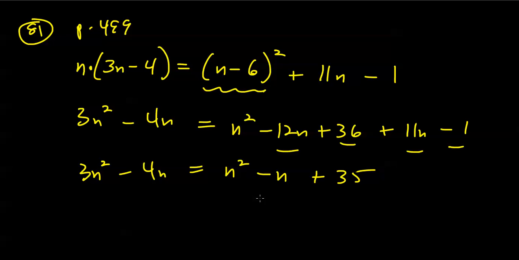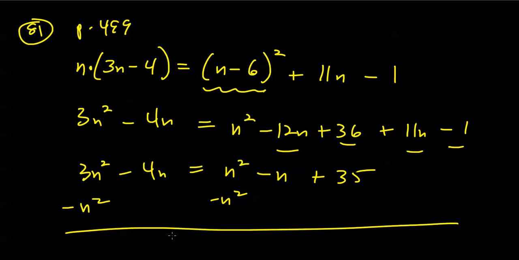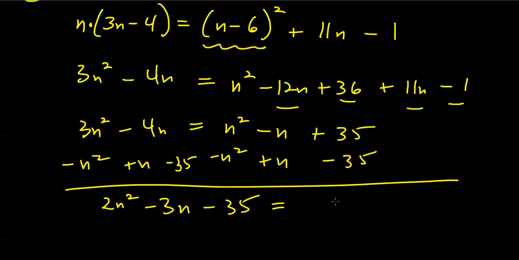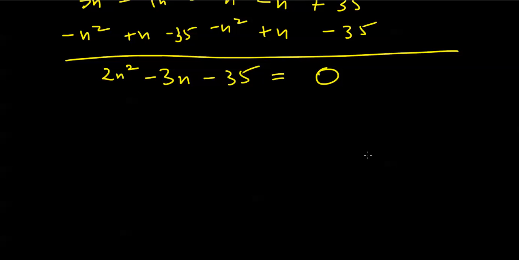Alright, so what I can do now is subtract n squared from both sides. I'll get a 2n squared. Similarly, I will add n to both sides. That'll give me a residue of minus 3n on the left. And of course, then subtract 35 from both sides. No constant on the left-hand side, so I'll get a minus 35 on the left and equaling now 0 on the right. Alright, so now we're in standard form. Terms arranged in decreasing degree, equaling 0 on the right.